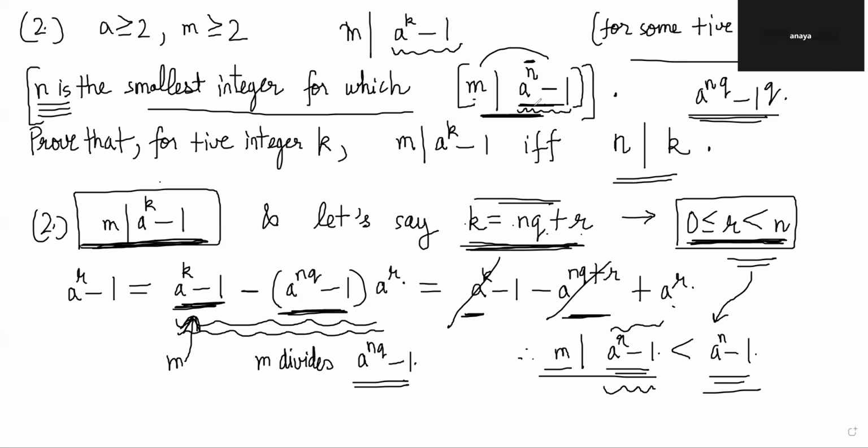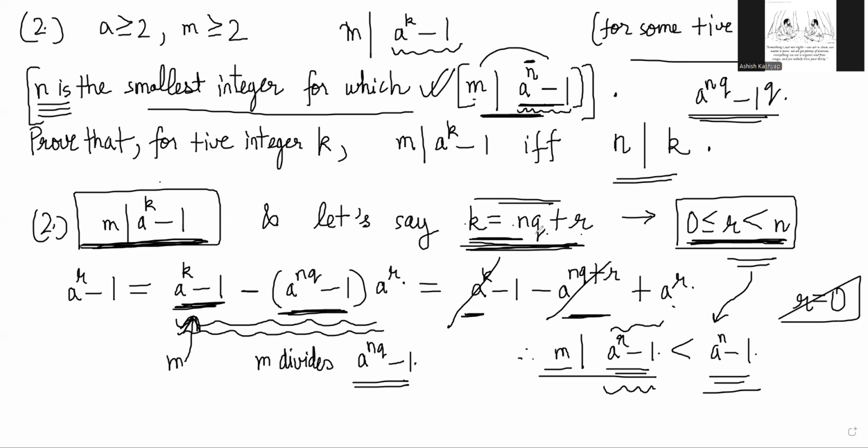Yes. So that means r must be 0 then. If it was any other integer, it would give us a smaller integer, right? Yeah. Do you understand what I'm saying? If r is bigger than 0, then it will contradict this. Correct. So if r is 0 at this step, then we automatically know that n divides k.